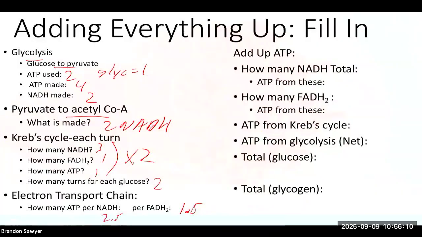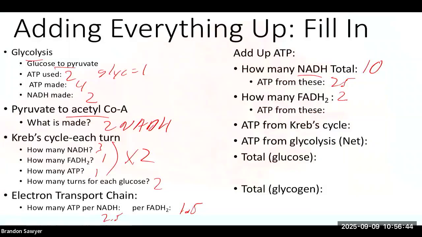So how many NADH total? 10. We have 10 NADH total because we had 2 here, that's 4. And then we had 3 here, but we multiply that by 2, so that was 6 from the Krebs cycle. So 10 total. So it's just 2.5 times 10, which would be 25. That's where the vast majority of our ATP comes from. How many FADH2? There were 2 of them, times our 1.5, so we get 3 there. So there's our 28 between those 2 that we get from the electron transport chain.